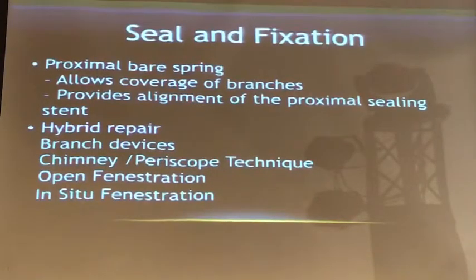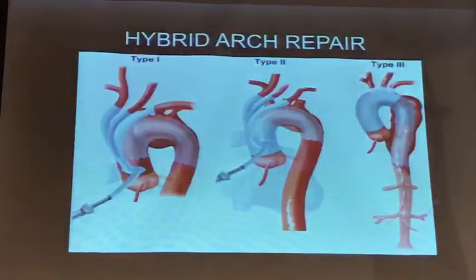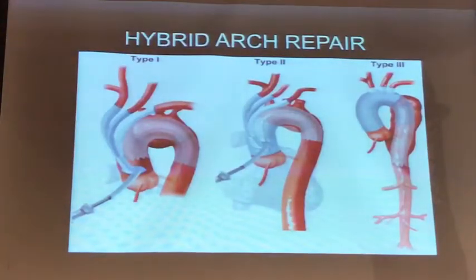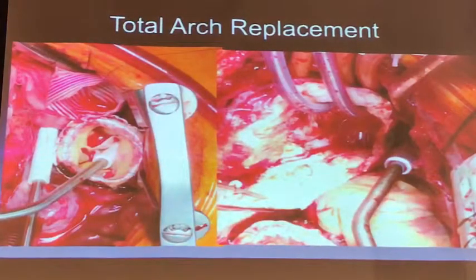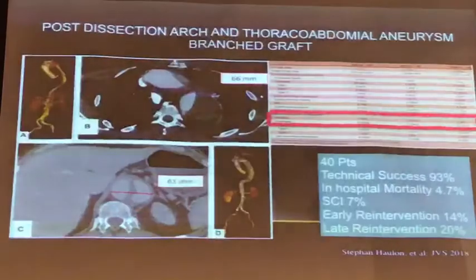In addition to TEVAR, we can have a hybrid repair, the branch device, chimney periscope, on-table fenestration, and also in-situ fenestration. In my practice, I do a hybrid arch for those cases with an arch or ascending aorta larger than 4 centimeters if we need to treat the complex arch. So we do very good brain protection. I think that for elective cases, the mortality can be lower than 10%.